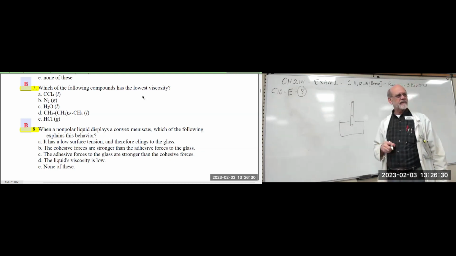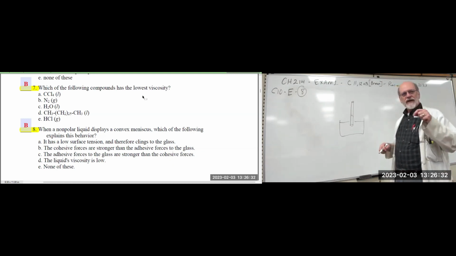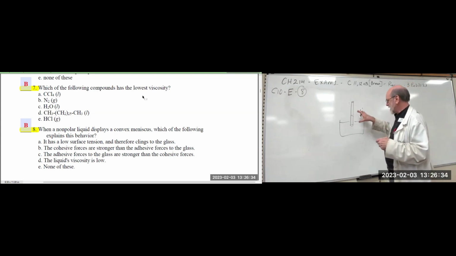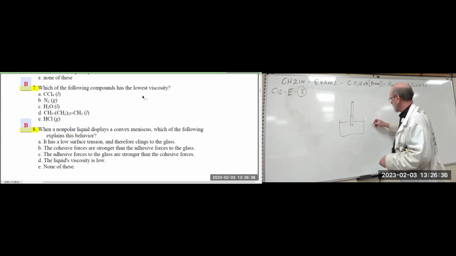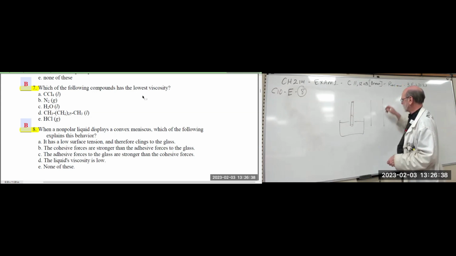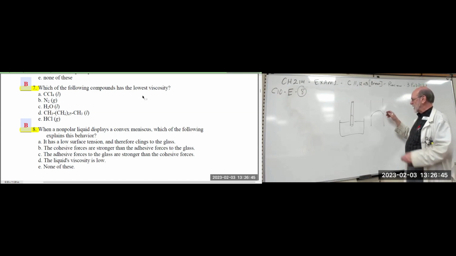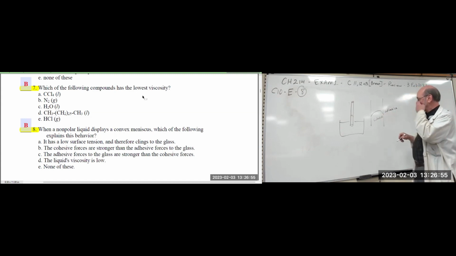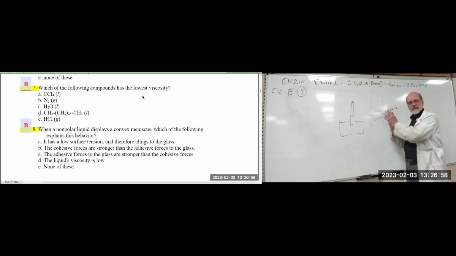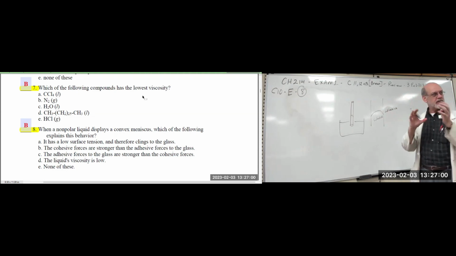That doesn't explain it for me. What I see in active here is that, let's blow it up some, like that. So if we have a convex meniscus, what you're seeing is a battle between adhesive forces and cohesive forces. The cohesive forces tend to draw things together and increase surface tension.